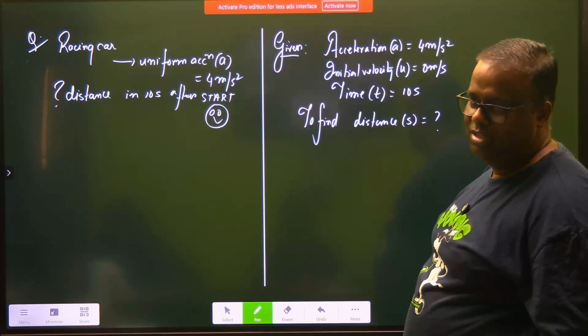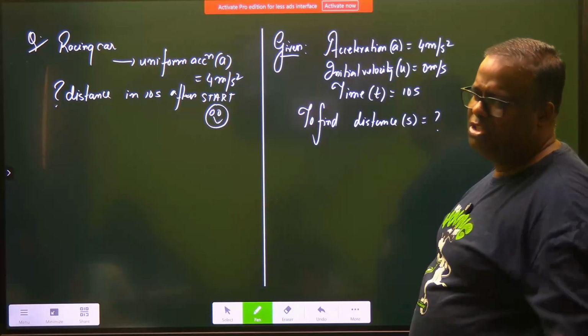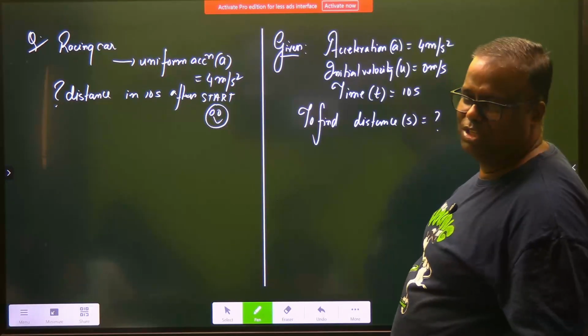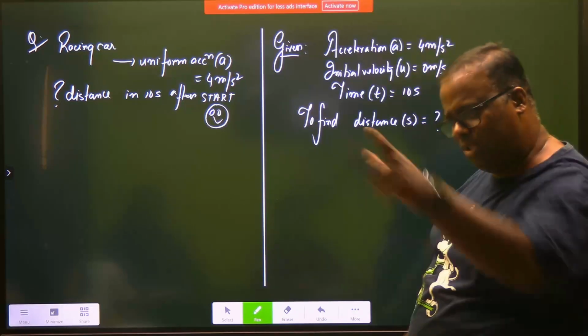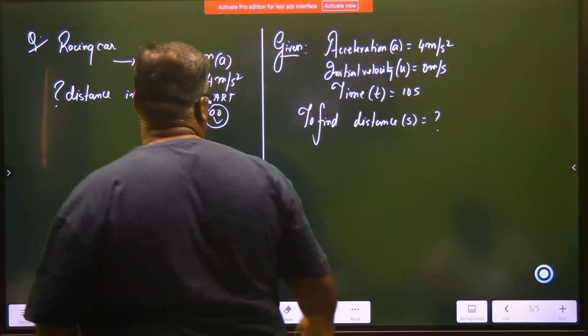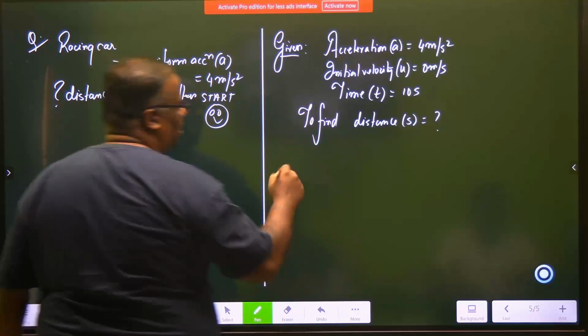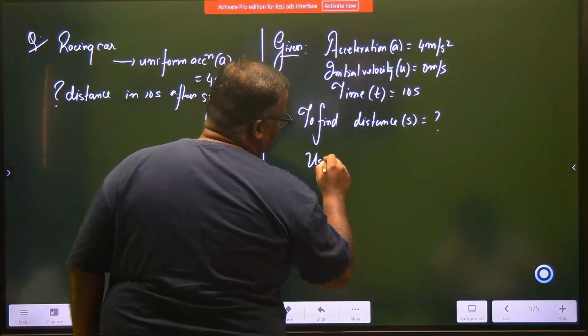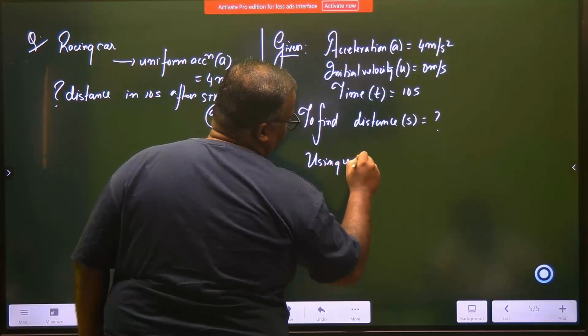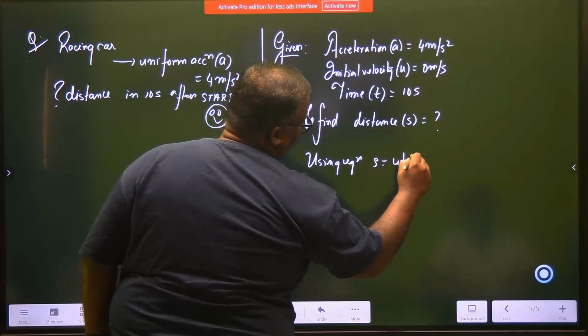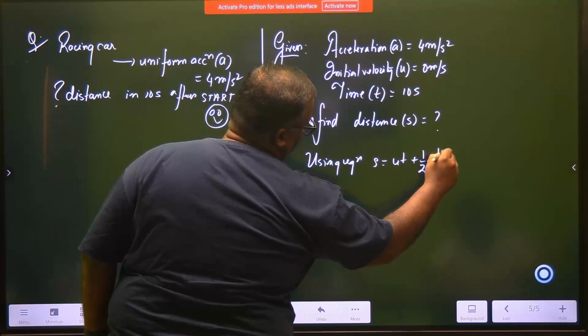Agreed? But Ran might be thinking, why don't we calculate V first from V is equal to U plus AT? We'll do that also, right? We have to do the first way also. Then we'll understand. So let's do it using the equation S equal to ut plus half at square.